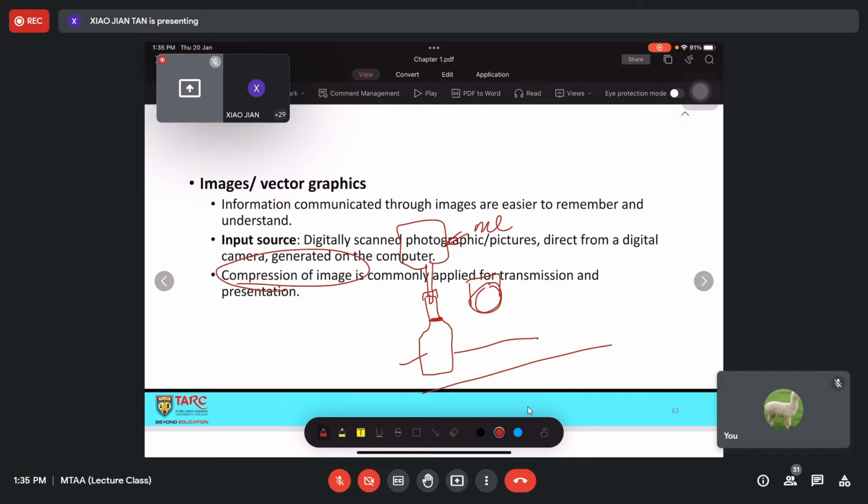Okay, but as far as I'm concerned, we don't have any bachelor degree which just focuses on image processing. So usually image processing is included as an elective. So it's very important for you to learn this in MTAA lah. Okay, MTAA is about image processing as well.